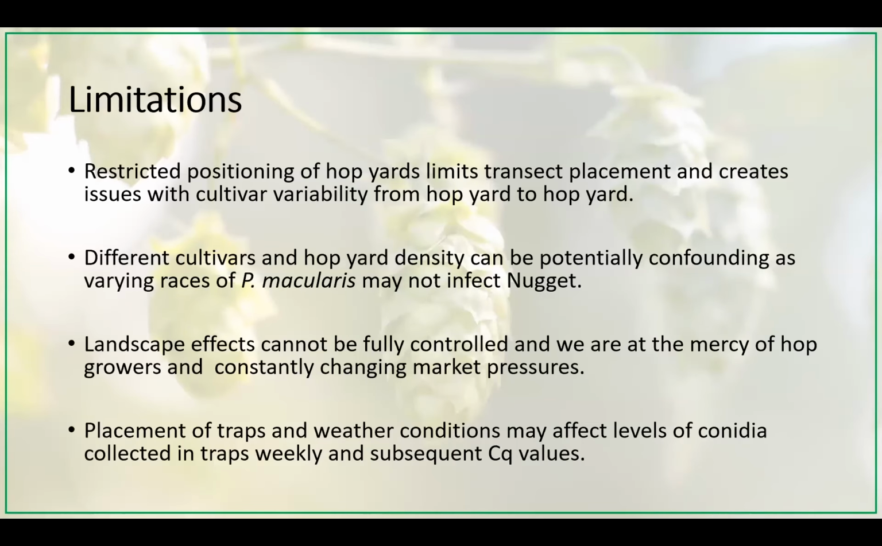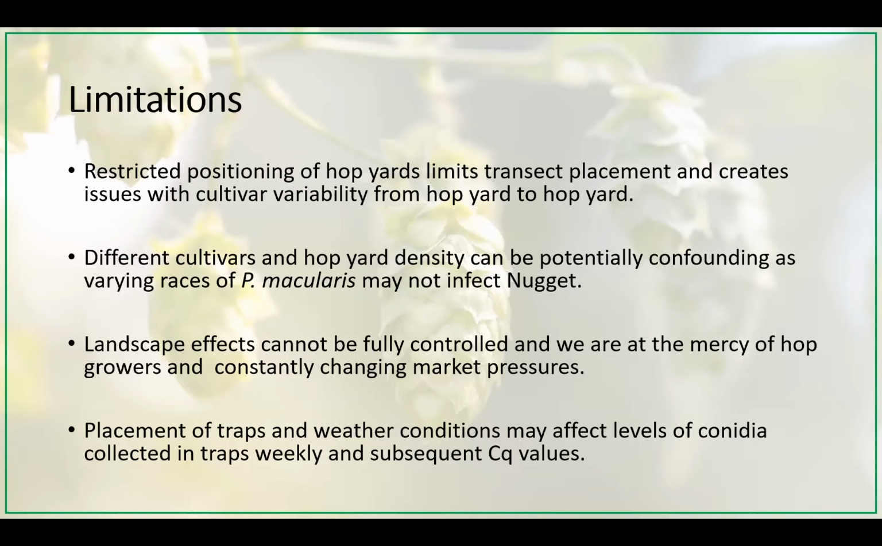And so we have very restricted positioning of the hop yards, which limits the transect placement. As you saw, it wasn't a perfectly straight line. And then it also creates issues with cultivar variability in each of those hop yards. And then those different cultivars and the hop yard density can potentially be confounding, as there are varying races of Podosphaera macularis that may not infect Nugget.